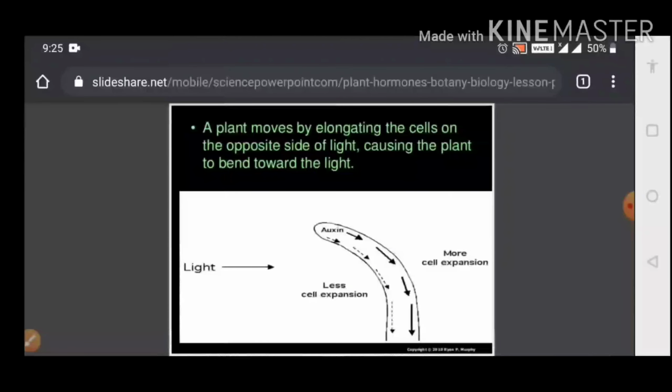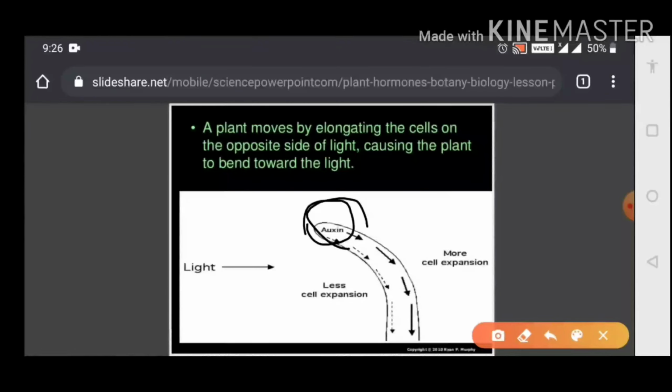Now there is a very interesting picture in front of you. It is a shoot apex of a stem, right? And the shoot apex is bending towards the light. In this picture, we have to understand why the stem shoot is bending towards the light. See, students, at this shoot apex, you will see the concentration of auxin, isn't it? And the auxin is moving towards different directions, right?